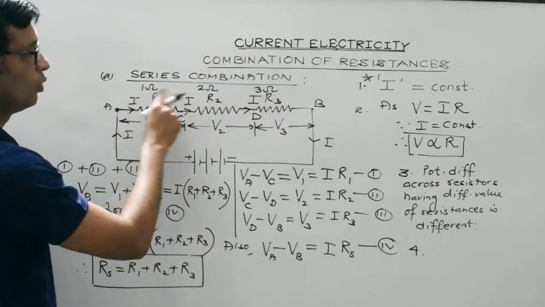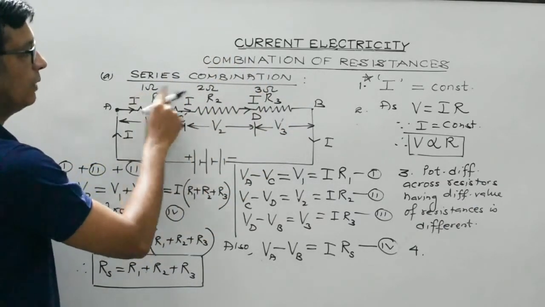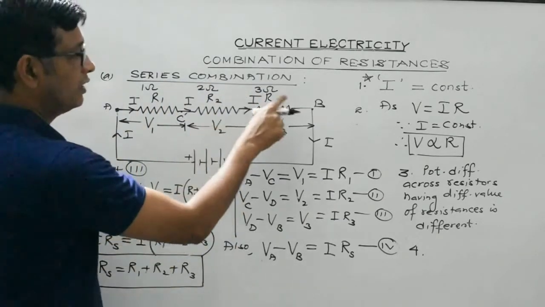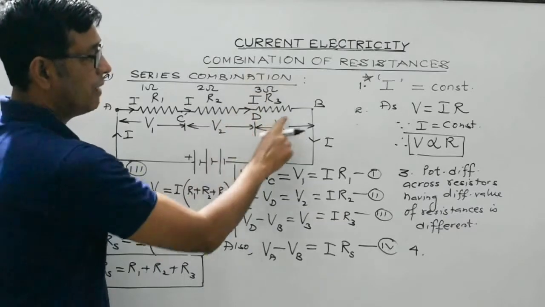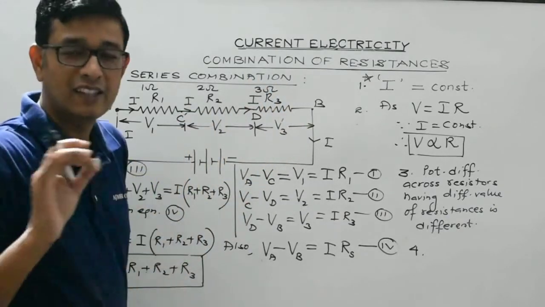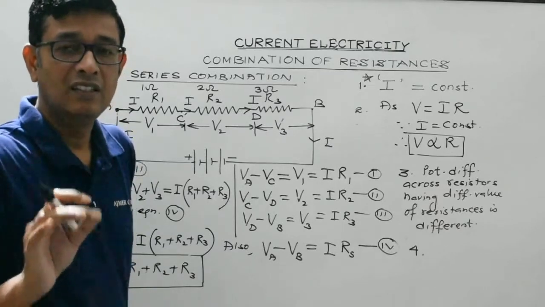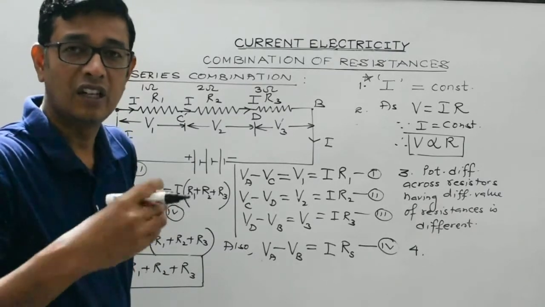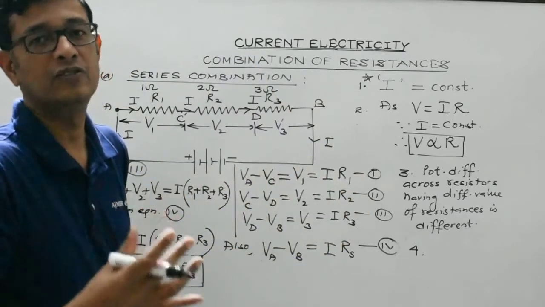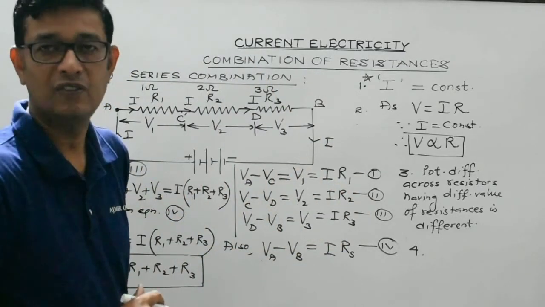Series grouping, 1 ohm, 2 ohm, 3 ohm. So it will give us 1 plus 2 plus 3, that is 6 ohm. 6 ohm is greater than the maximum value of the given resistance. So basically what I mean to say is that series grouping of resistors is done when we require much higher value of resistance in a circuit, right?